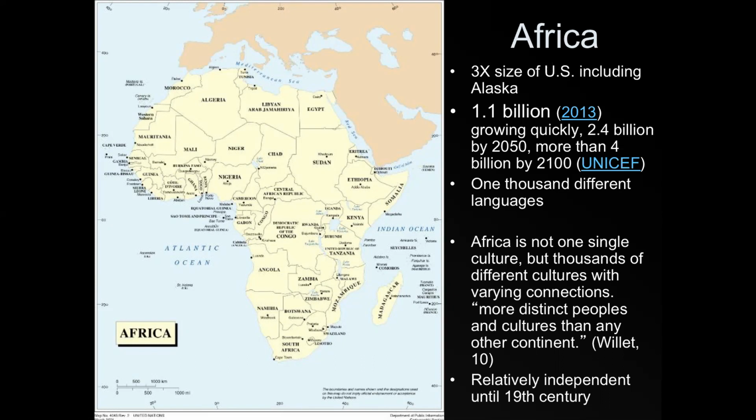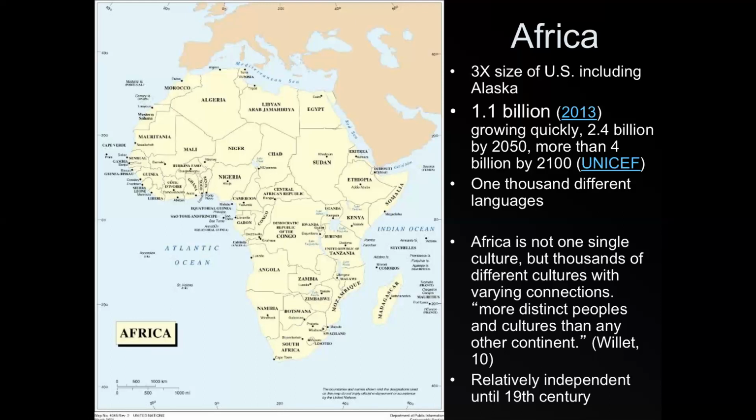So Africa is one of the most diverse places on Earth. The only other comparison would be pre-Columbian North America, probably. There's about 1,000 different languages and a myriad of different cultures. So when you talk about Africa, it's not one single culture, not even close, but thousands of different cultures with varying connections, some of which will be connected to the West, as we'll see kind of early on in the class. According to Willett, there's more distinct peoples and cultures than any other continent. Like I said, the closest thing is pre-Columbian North America.